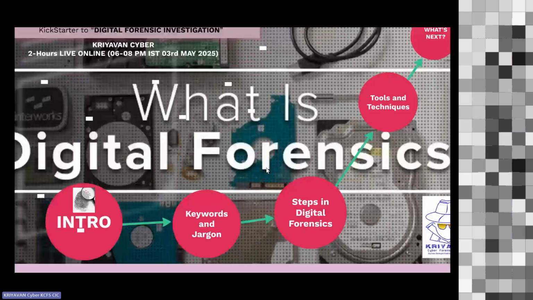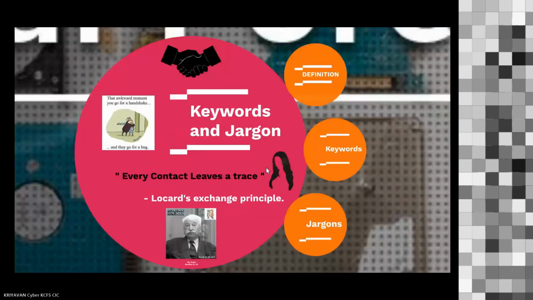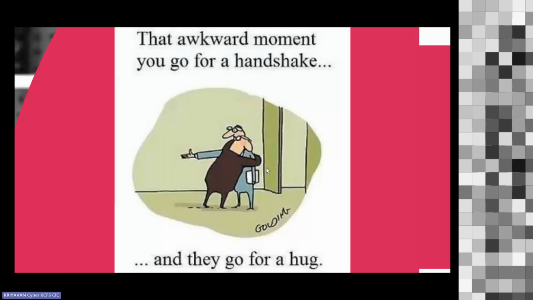Fine. The keywords and jargon part. So I'll just start with a meme to show something meaningful, right? The meme says, the awkward moment when you go for a handshake and the other party goes for a hug. You see two national leaders meeting. One leader gives a hug, the other leader goes for a handshake. What does it mean? Both of them do not know the protocol of the other country.